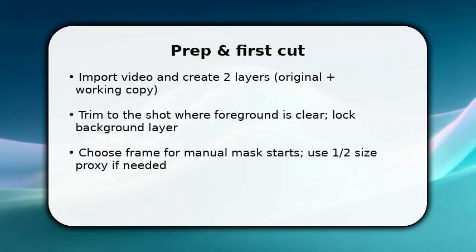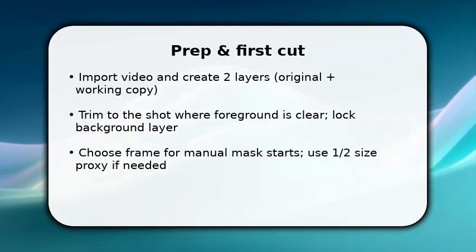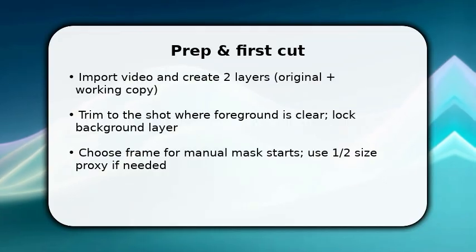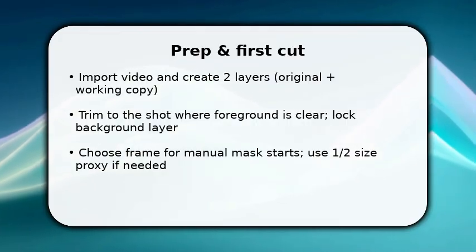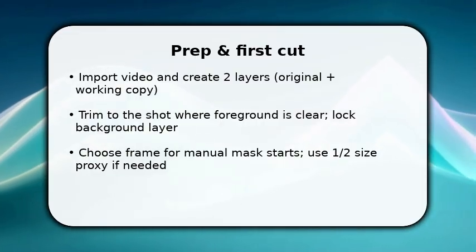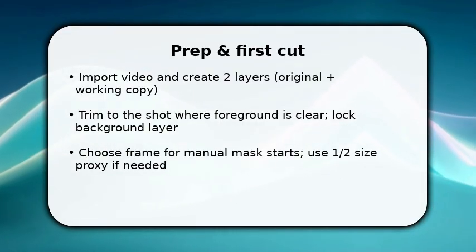You start by importing your clip and making a duplicate layer to protect the original. Once done, trim to the cleanest section where the subject is isolated and pick a single reference frame for masking. You'll create a manual mask on the working layer using a feathered path to follow the silhouette.